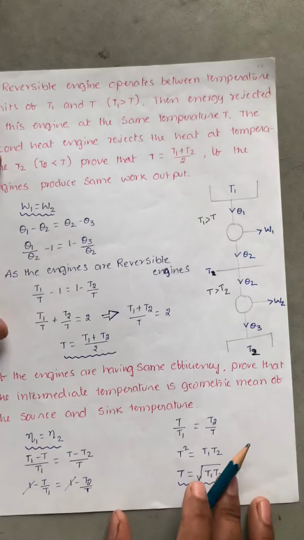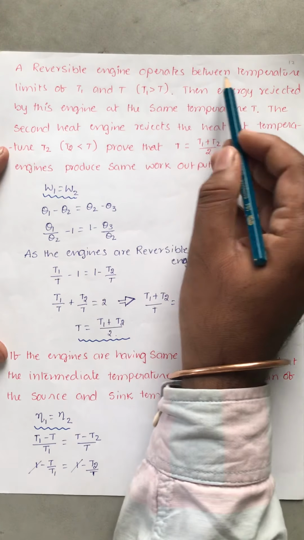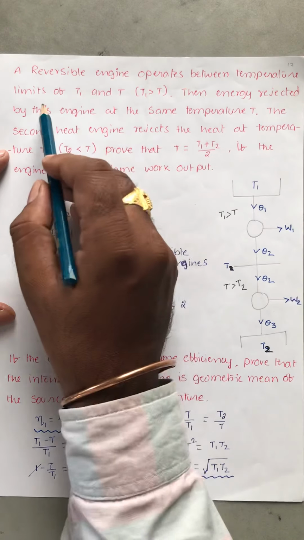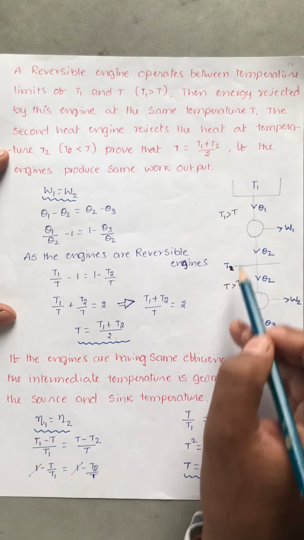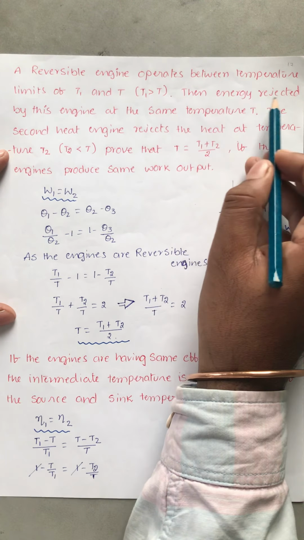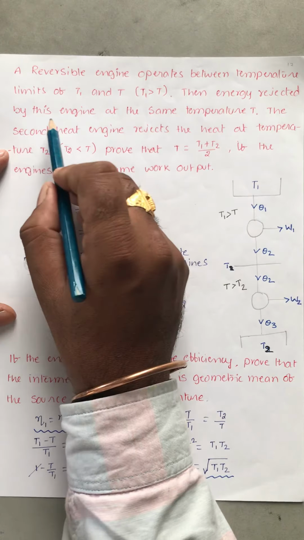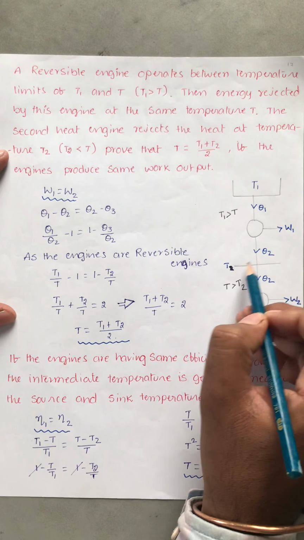Now let us derive the same equation, the same problem, as a derivation. A reversible engine operates between temperature limits of T1 and T, where T1 is greater than T. Then the energy rejected by this engine is at the same temperature T.